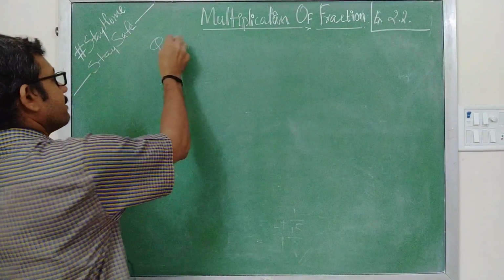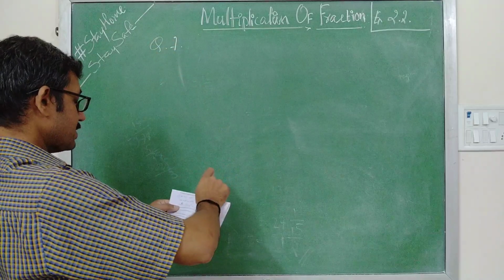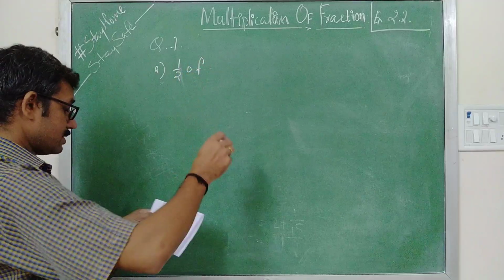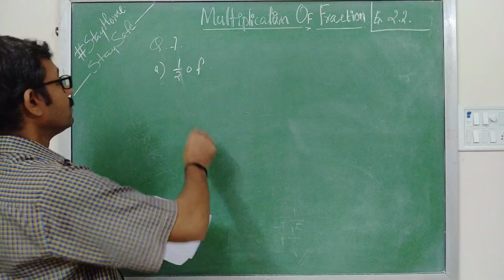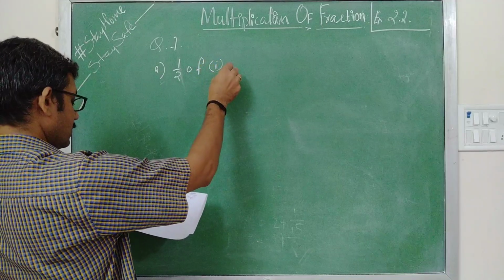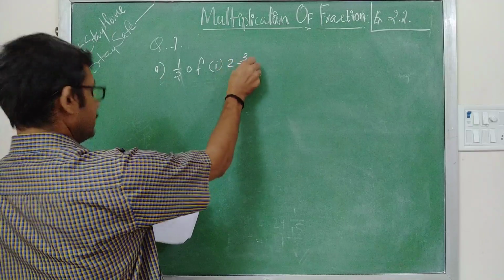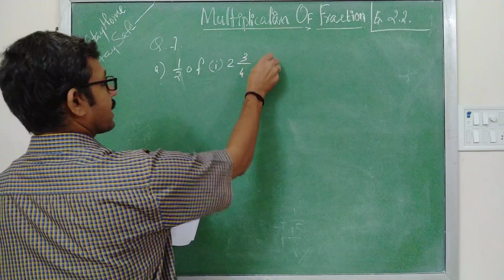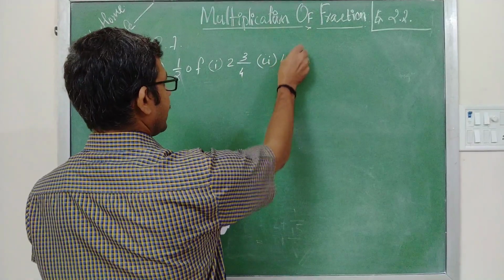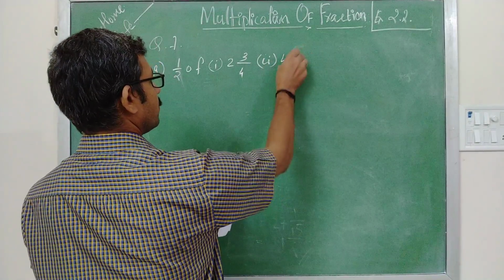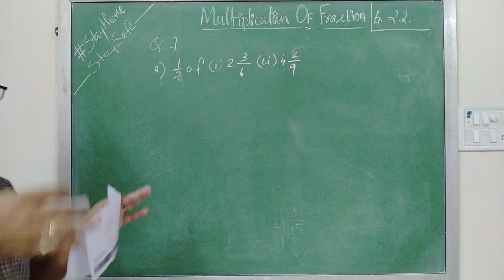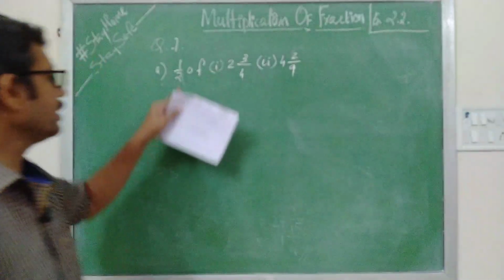Here it is the 7th sum. Here we have to find, first, part a, the half of 2 integer 3 upon 4. And the second one is half of 4 integer 2 upon 9. Now look, it is the same thing, there is no difference. There we were multiplying a whole number, instead here a fraction is multiplying.